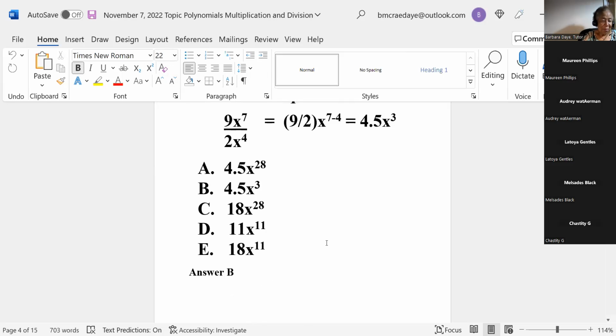I got mine wrong. Yeah, let's see. You had A, Mercedes. You multiplied. No multiplication, no division. Division means subtraction. Multiplication means addition, addition of the powers.